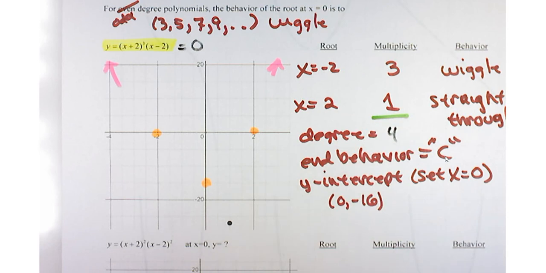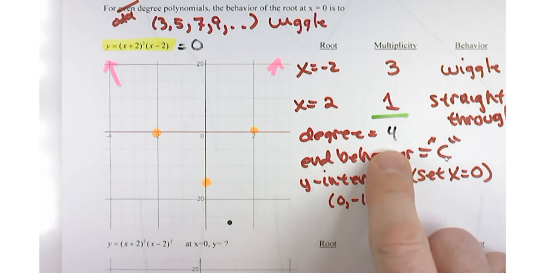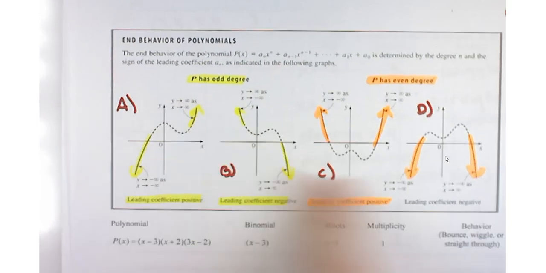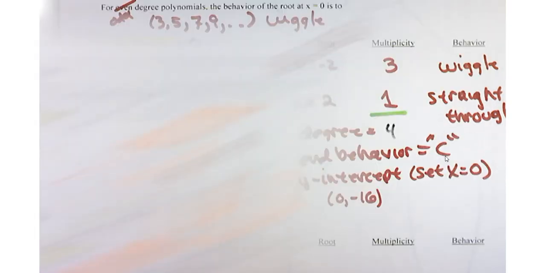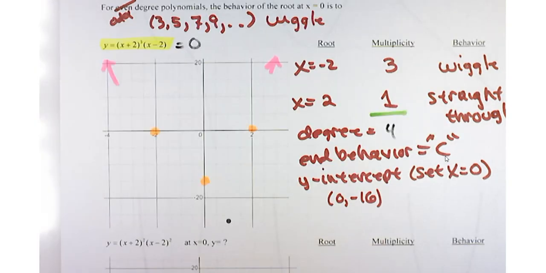What about end behavior? So the end behavior comes from two things. That's going to be the degree of your polynomial, which is even, so we can ignore these two cases, and you've got a positive leading coefficient, so it has to be case C. If it had a negative in front, then it'd be case D.